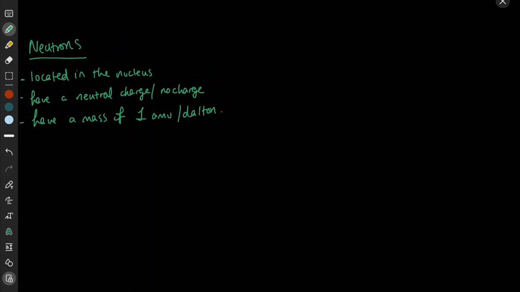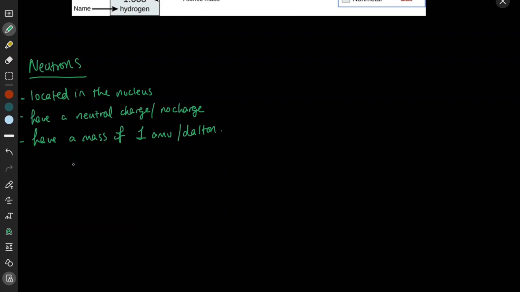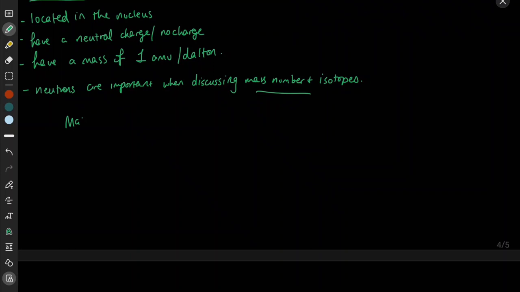Okay, so why are neutrons important? Well, neutrons are important when discussing mass number and isotopes. So what is mass number and what are isotopes? Let's discuss mass number first and then we'll talk about isotopes. So we can talk about it here.